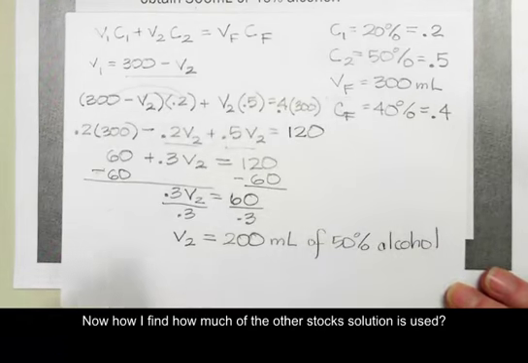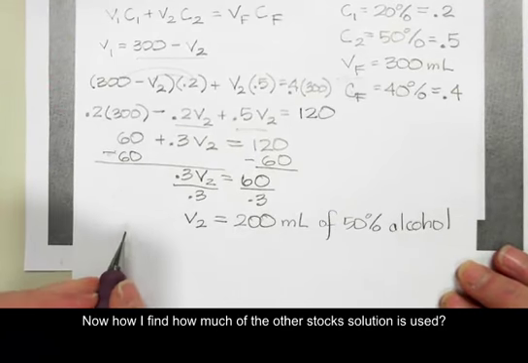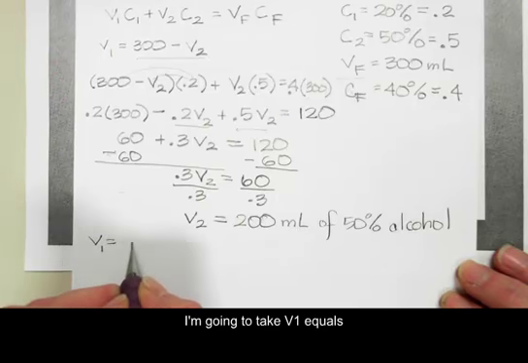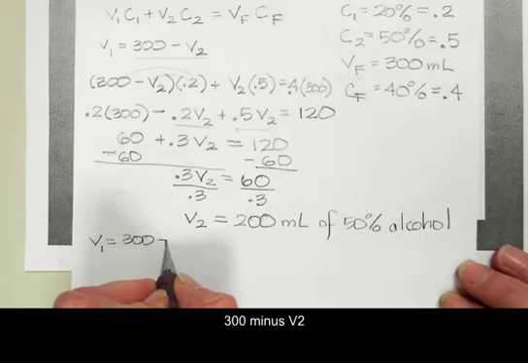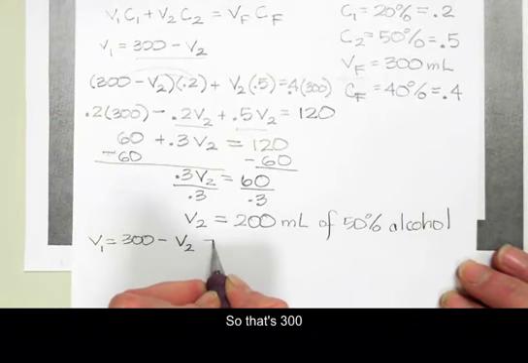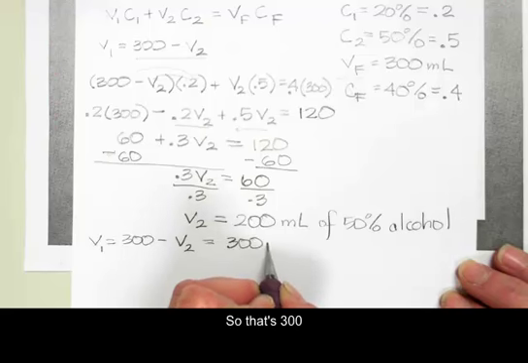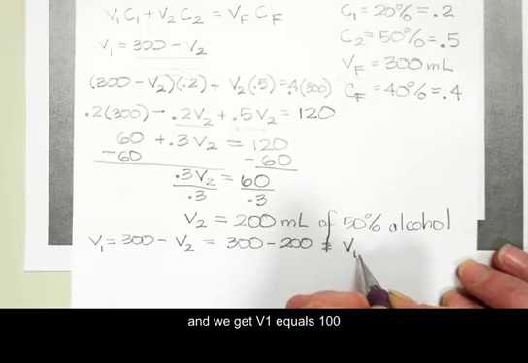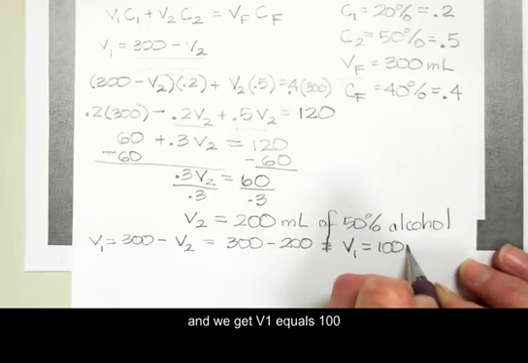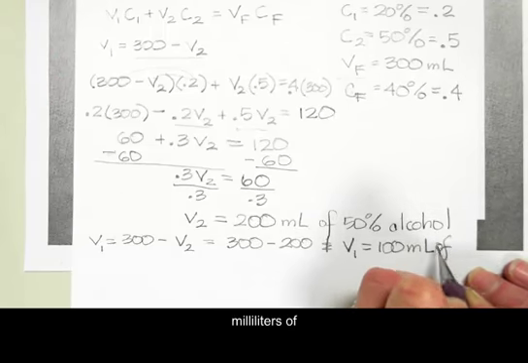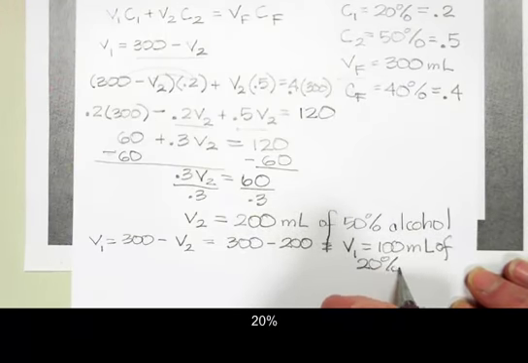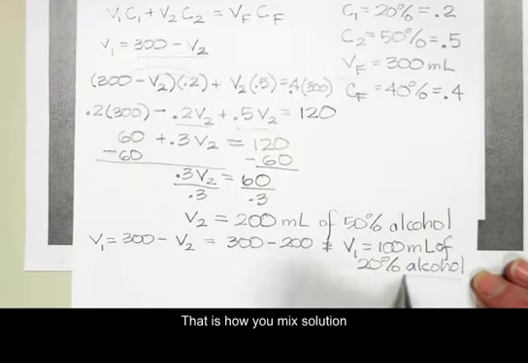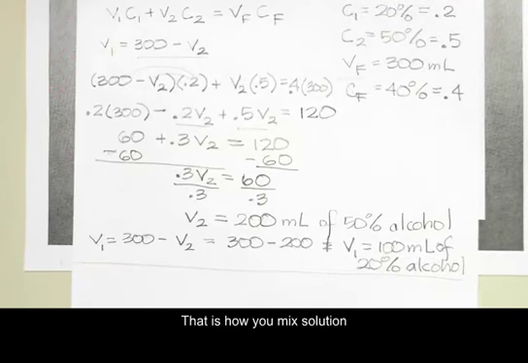Now, how do I find how much of the other stock solution is used? I'm going to take V1 equals 300 minus V2, so that's 300 minus 200, and we get V sub 1 equals 100 milliliters of 20% alcohol. And that is how you mix solutions.